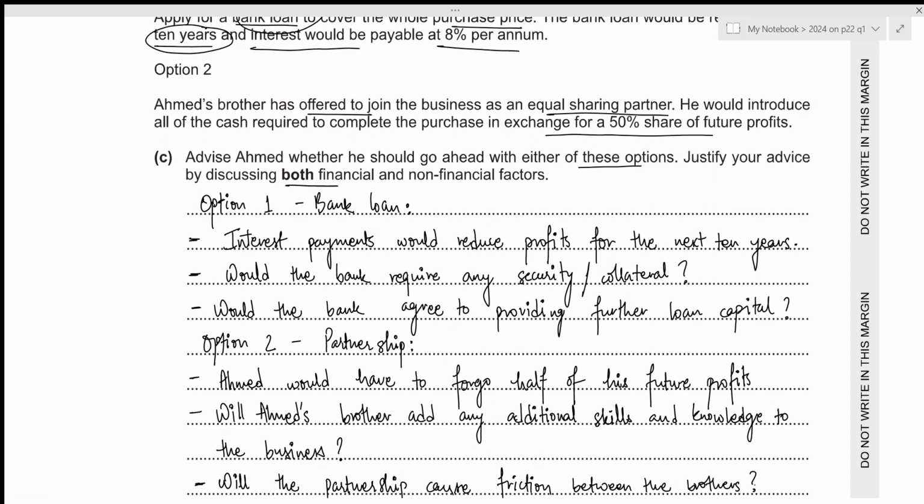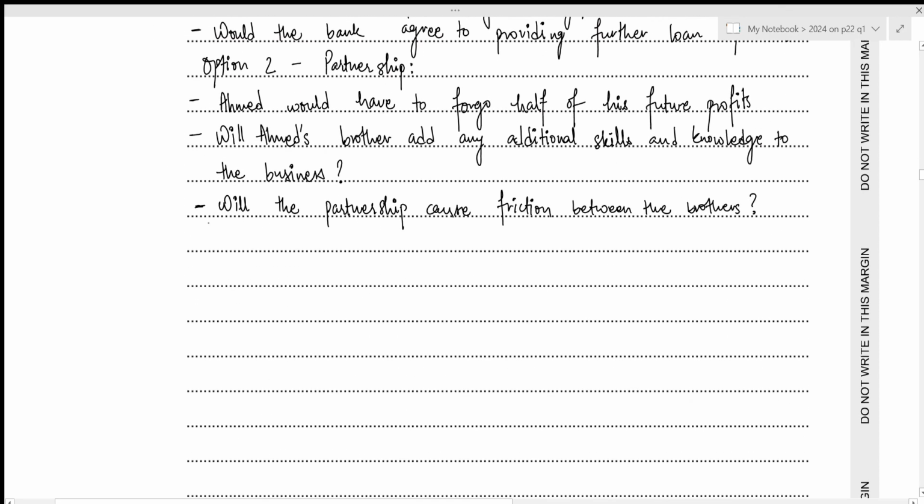Now, based on these factors, we need to make a final decision, and we also need to justify that decision. In this case, I personally would suggest Ahmed to go ahead with option 2, because this will provide the necessary capital in order to avoid the long-term liability, which is the bank loan. Because having a higher long-term liability is always risky for the business, because there is a chance of Ahmed not being able to repay that bank loan in the future. Let's write down the decision.